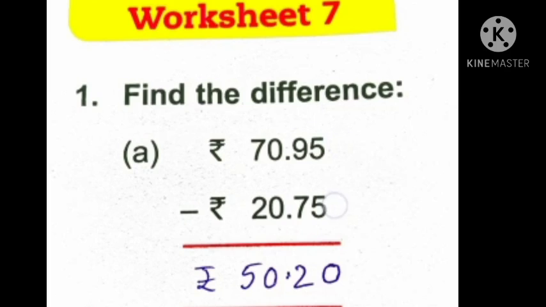See children, how to do the subtraction. 5 minus 5 is 0. 9 minus 7 is how much children? 2. The dot remains in the same column in subtraction also. Then 0 minus 0 is 0. 7 minus 2 is how much children? 5. And we have to write the symbol rupees. So what is the answer we got? Rupees 50.20.